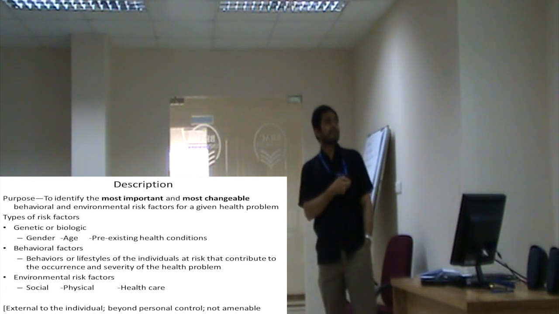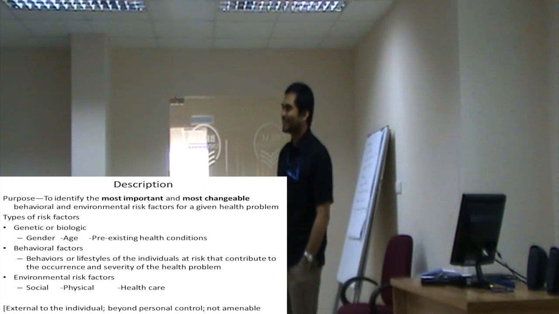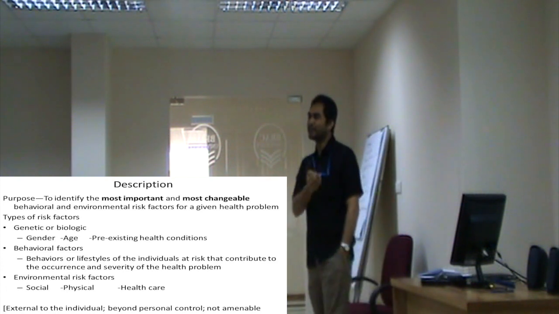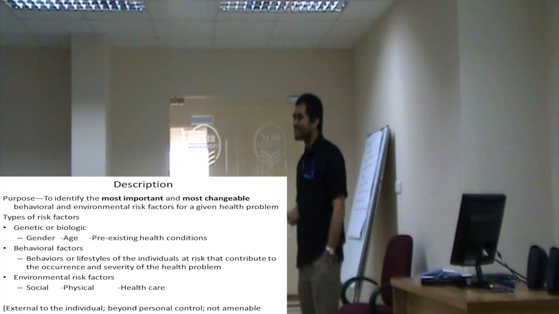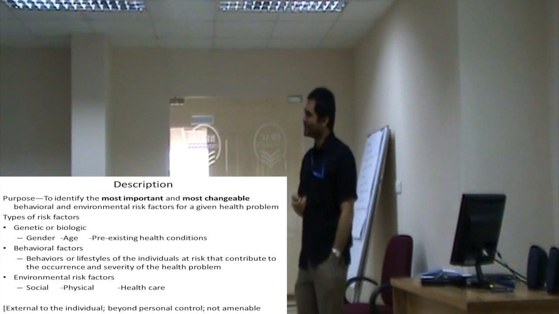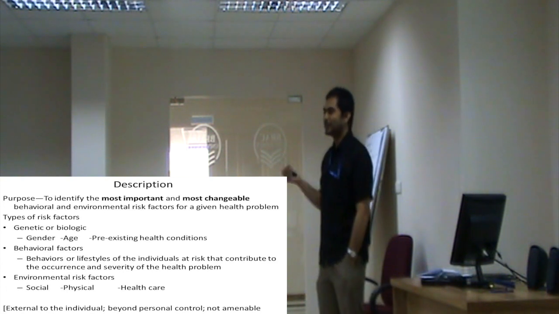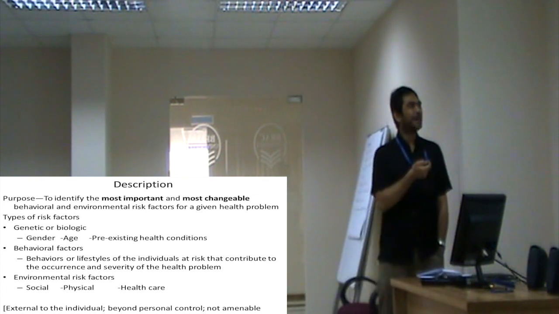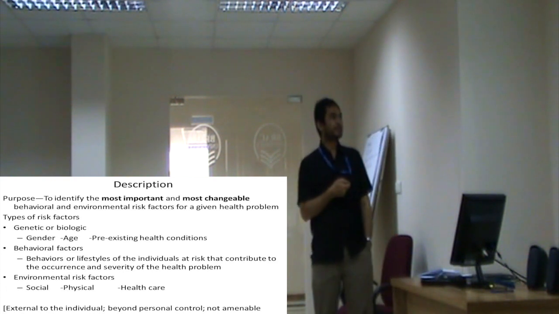So the first risk factor can be genetic or biologic, which we can change or cannot change. We cannot change. So do we account for those things? Genetic, we go for Down syndrome. We try to give some genetic intervention to the people having it. We don't do that because we can't change the age or pre-existing health condition or gender. Though there are some gender change surgeries very popular in Thailand, we don't go for those things through our behavior change intervention. We don't address these issues.